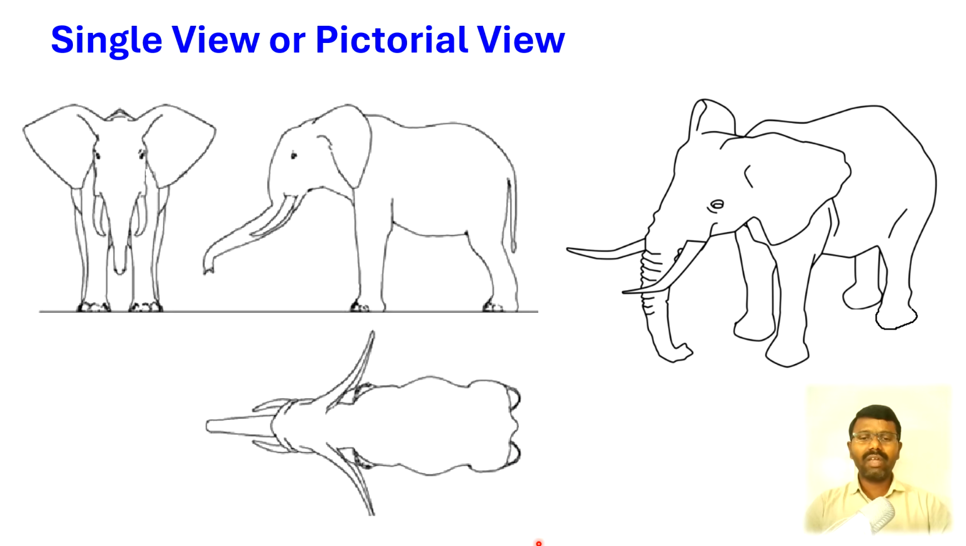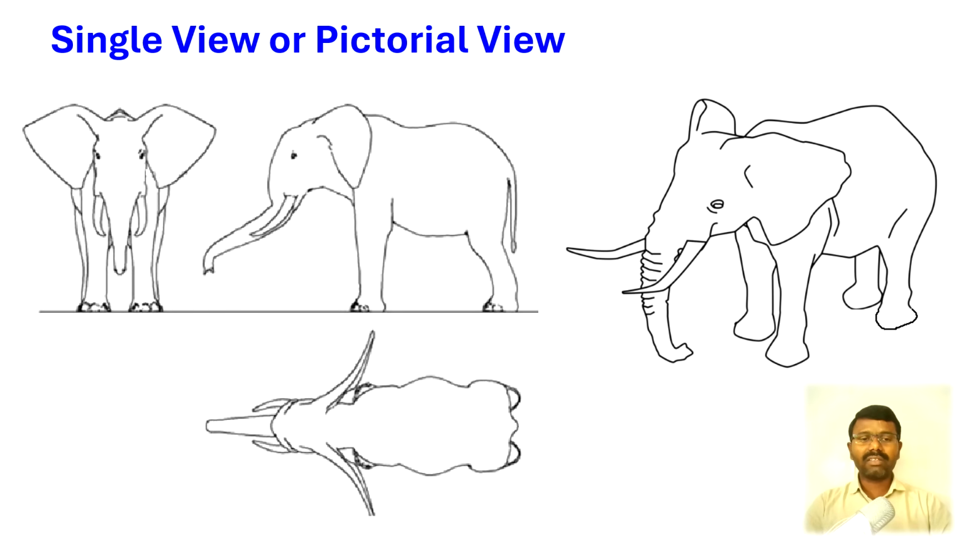Now if you take a photo of this elephant at some angle, not from the side or front or top, but from some side at a 45 degrees angle and from some height, the elephant photo will appear like this. So this is called a pictorial view or a single view, which gives the maximum details possible in one single view. That is called a pictorial view or a single view or three-dimensional view of this object.